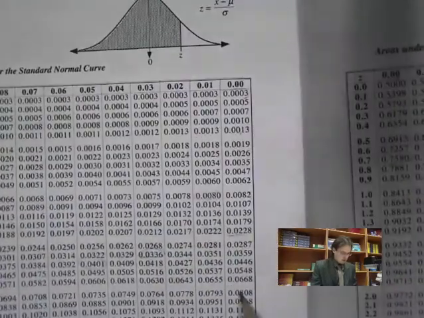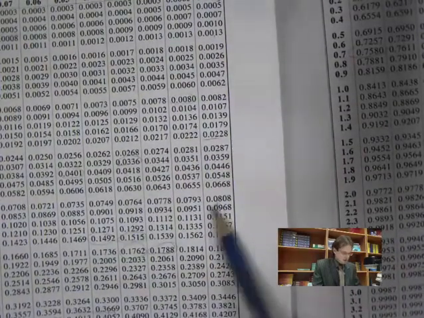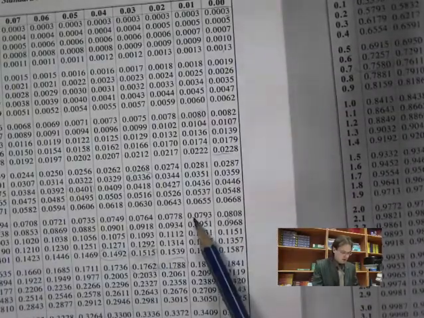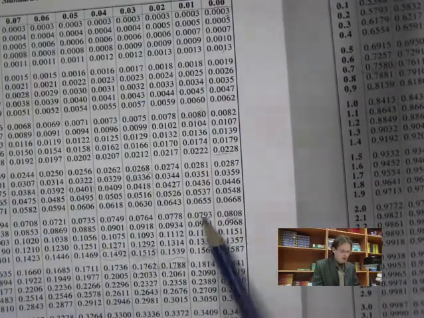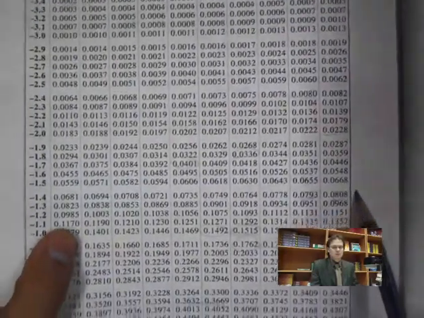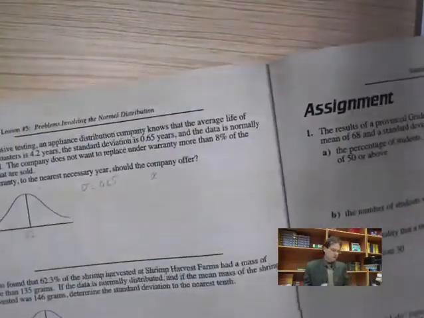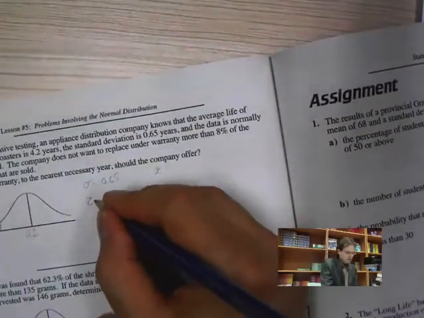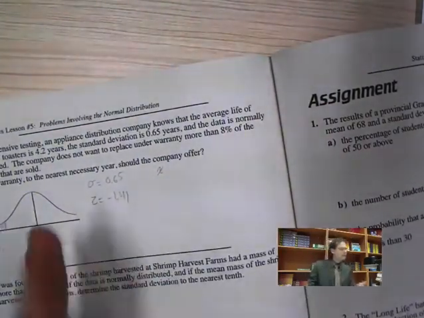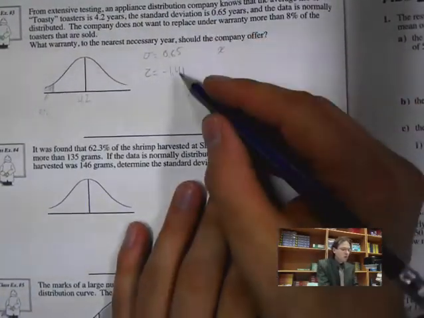8%. Look here. This 808 looks fairly close, doesn't it? And then 793, 823. Well, which one's closer to 0.8? 793 or 808? I'd say 793. It's only 3 away. So we're going to look at the z-score of, go over, negative 1.41. So my z-score is equal to negative 1.41. Okay? Because we want everything this side. 8% is the max. We'll look in reverse. Well, we know that's the z-score.